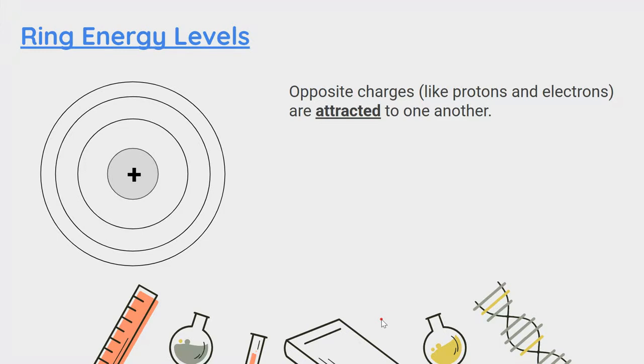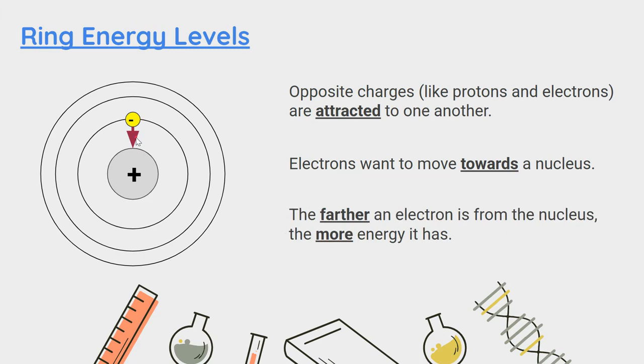But first, let's talk about protons and electrons. Opposite charges, such as protons and electrons, are attracted to one another. If I place an electron in this first ring, it's going to be attracted to those protons of the opposite charge. Electrons want to move towards the nucleus. They're almost like magnets, a negative and a positive. And the farther away an electron is from the nucleus, the more energy it has. This electron would have low energy because it's very close to the nucleus. This electron would have high energy because it's very far from the nucleus.